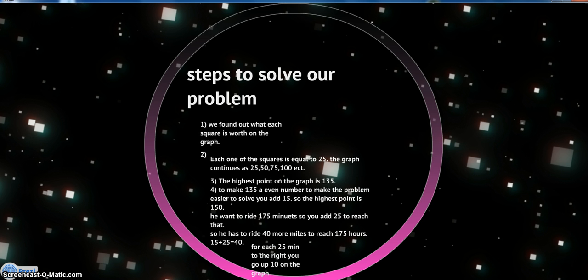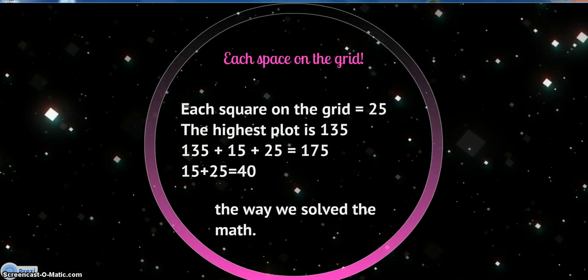For each 25 minutes to the right, you go up 10 on the graph. Each space on the grid, each square on the grid equals 25. The highest plot is 135. 135 plus 15 plus 25 equals 175. 15 plus 25 equals 40.